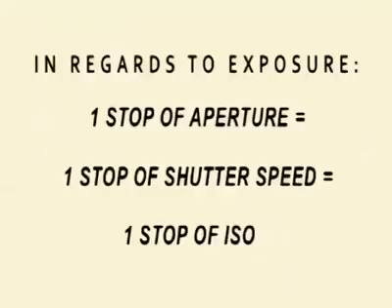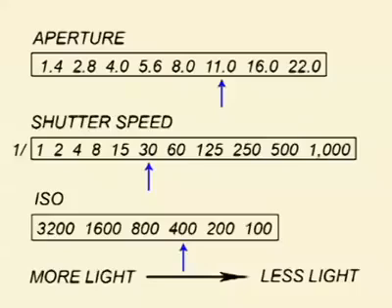This chart shows the full steps of aperture, shutter speed, and ISO. Although the chart can be extended in both directions, it does include the settings that most of you will be using most often. Photographers call each step on the chart a stop. In regards to exposure, the relationship between aperture, shutter speed, and ISO works like this. One full stop of aperture equals one full stop of shutter speed, which equals one full stop of ISO.